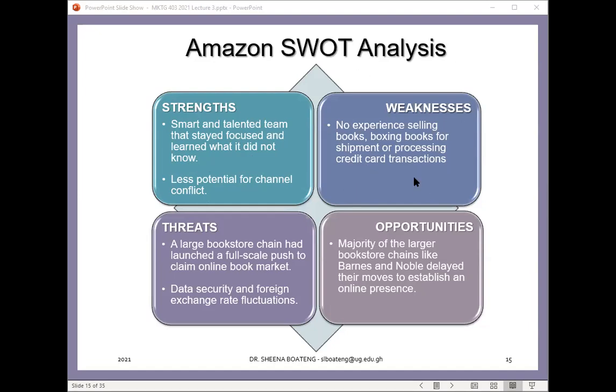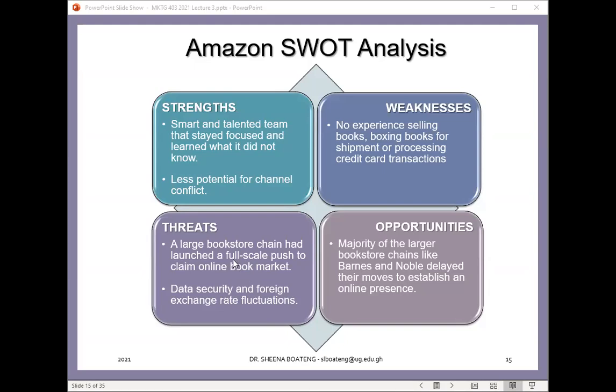However, they identified a huge weakness, which was the fact that they had no experience selling books, boxing books for shipment, or processing credit card transactions, which were at that time the primary means by which people could purchase items remotely, right? At the same time, they saw some threats externally, being that there was a large bookstore chain that had launched a full-scale push to claim the online book market, but they had not made significant strides in that direction yet, right?